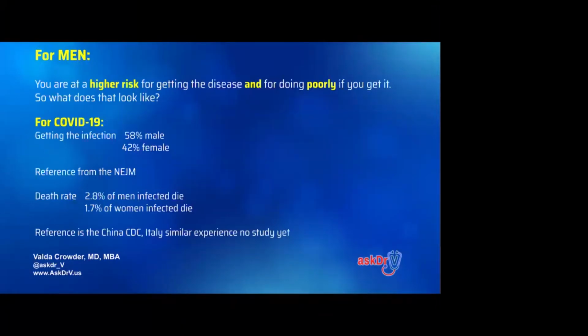Okay, so now let's look at other risk factors. Number 1, men. Men are more likely to get the disease, and when they do get the disease, they do poorly. When you look at the infection rate, about 20% more men get it than women. And when you look at the death rate, men have a death rate that's almost 40% higher, so 1.7% versus 2.8%. All of the original articles for this research are on my website, AskDrV, drv.us. All of the New England Journal of Medicine articles and all of the links are on the website.